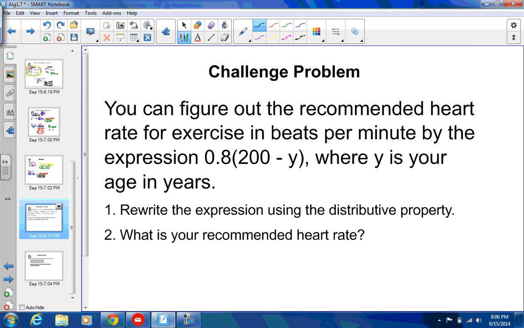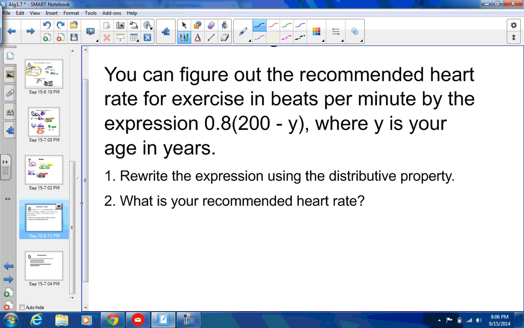Now last, let's check this one out. This is our challenge problem. If you know your distributive property, this should be a piece of cake. Again, you can figure out the recommended heart rate for exercise in beats per minute by this expression here, which is 0.8 times 200 minus y. It's in the form that we know for distributive property. If it's in that form, you should think, oh, I can distribute that 0.8 to both of the parts in the parentheses.